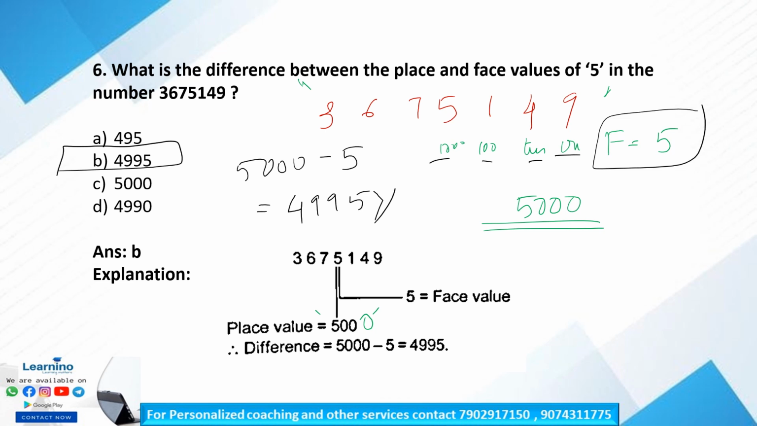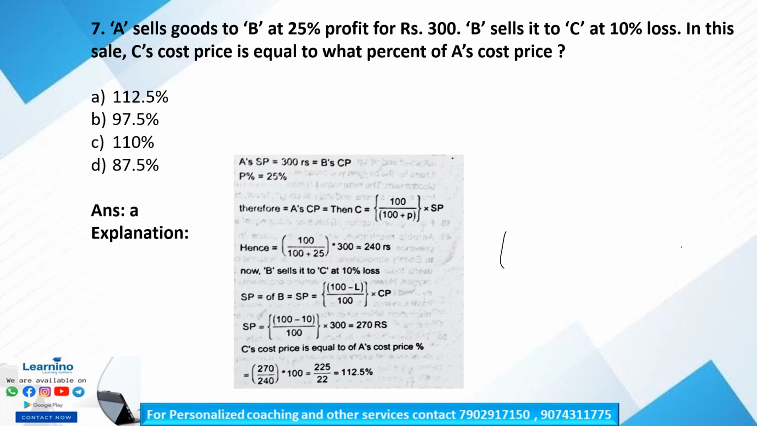That is the difference between the face value and the place value of 5 in the given figure. Is it clear? So next question, question number 7. A sells goods to B at 25% profit for rupees 300. B sells it to C at 10% loss. In this sale, C's cost price is equal to what percentage of A's cost price? So here A is selling goods to B with a profit of 25%, and B is selling goods to C with a loss of 10%.